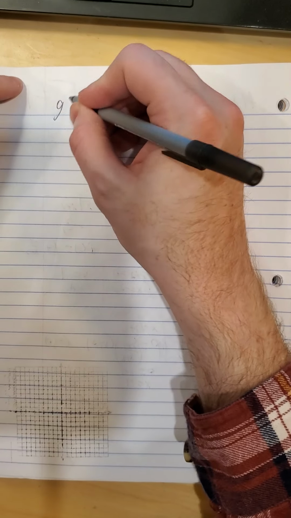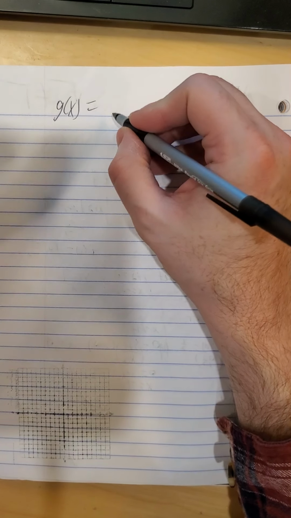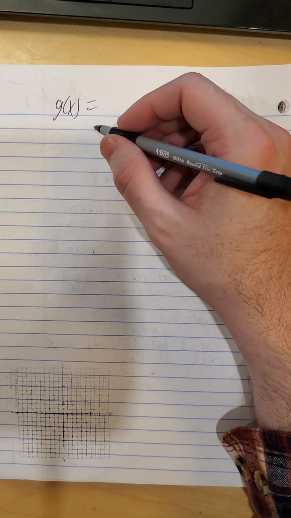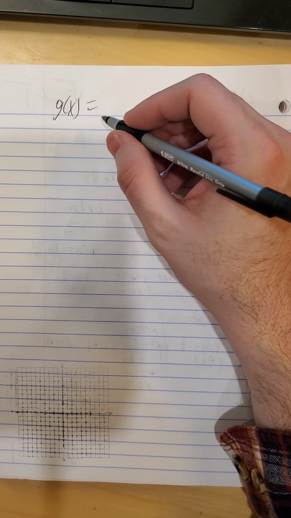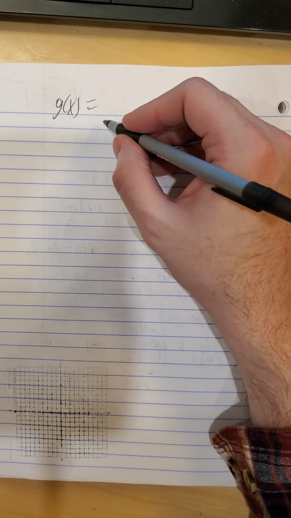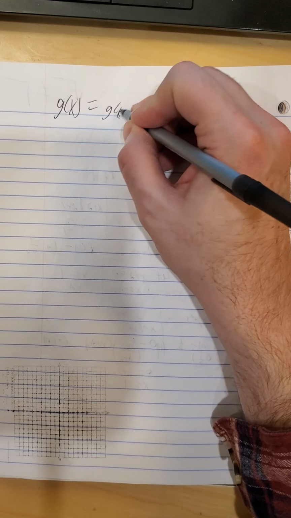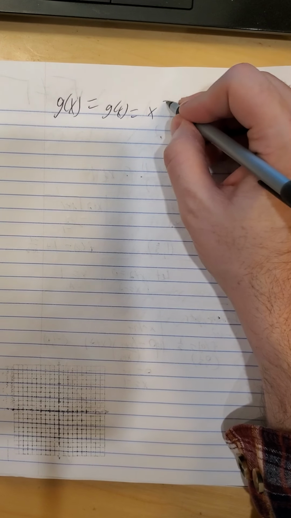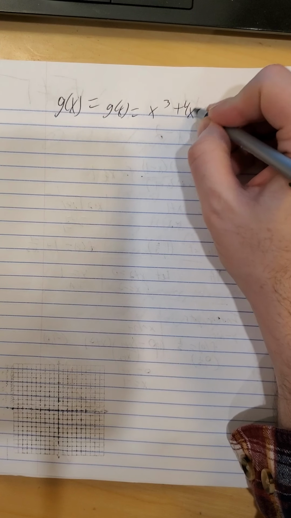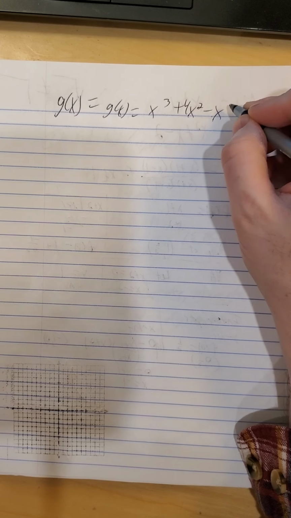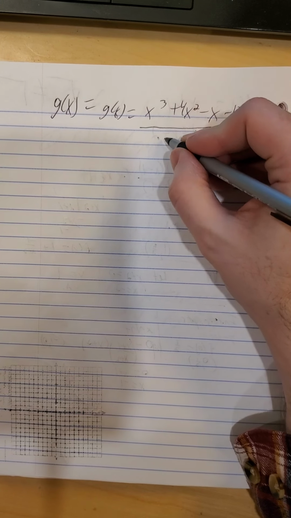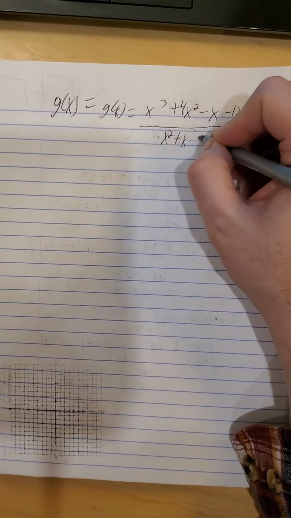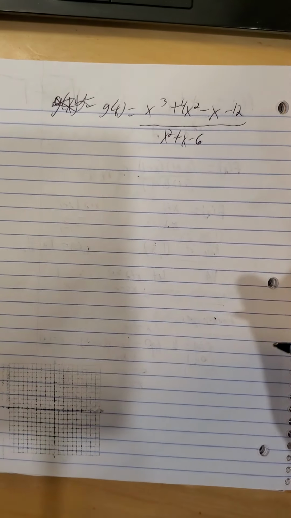Let's try another one. Same rules of the road. We're looking for holes, asymptotes, intercepts, and to graph all that and then sketch. So this time we will have g of x is x cubed plus 4x squared minus x minus 12, all divided by x squared plus x minus 6.